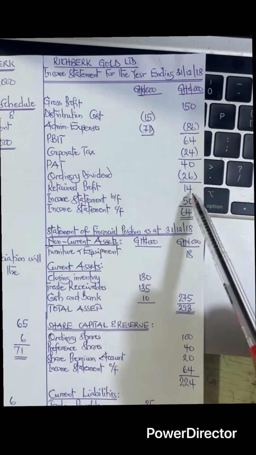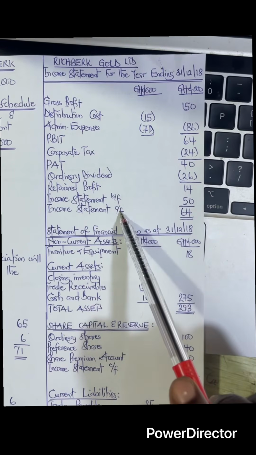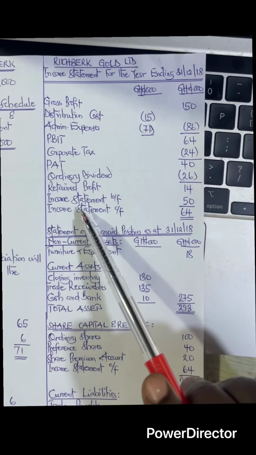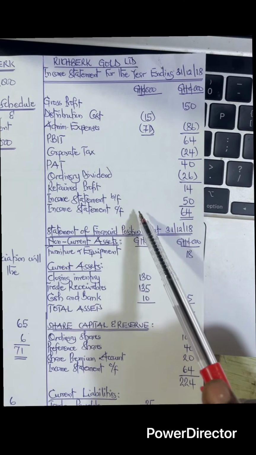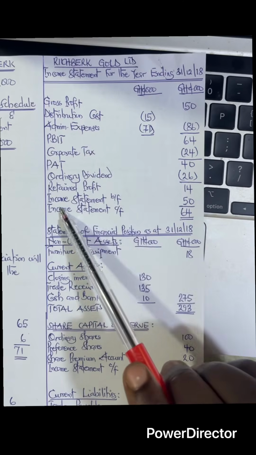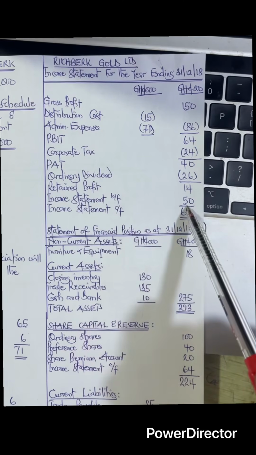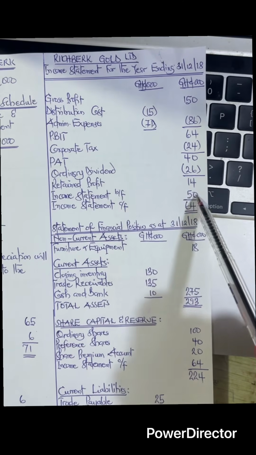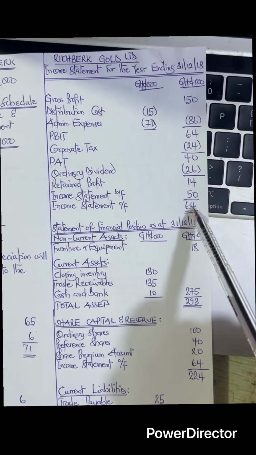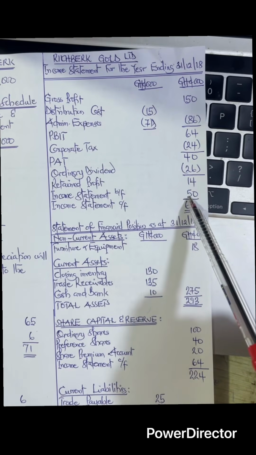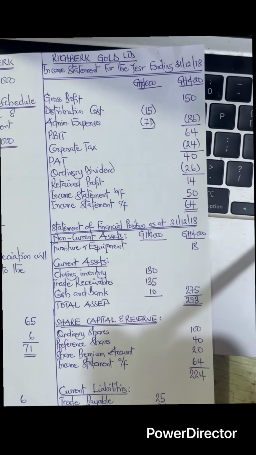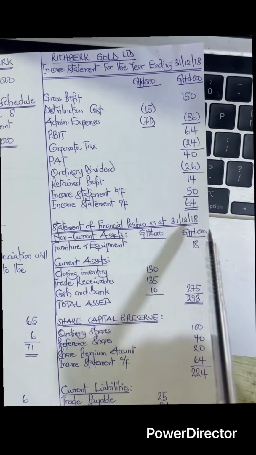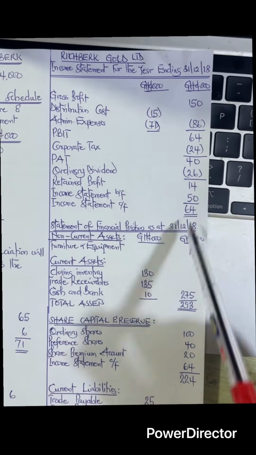When you get the retained profit, you take last year's profit. From the trial balance, you see income statement or profit and loss at the first of January 2018. That is the same as income statement brought forward. You add it to this year's to get the total income for the year. So 14 this year, 50 last year. When you add it, you get 64. This will be taken to your equity section because it's part of your finance. So equity section, 64.